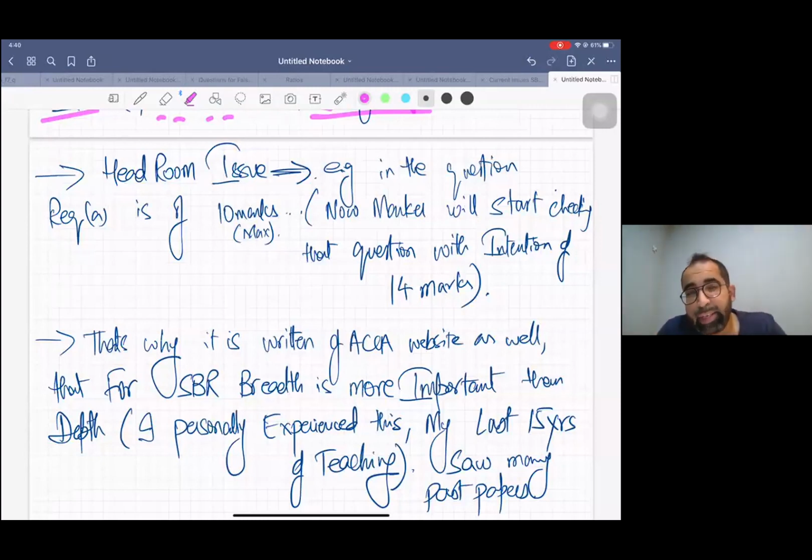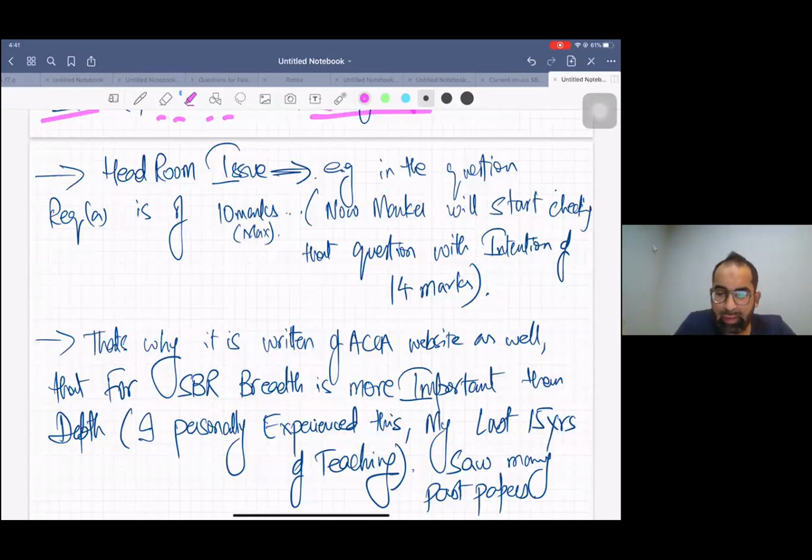Sometimes I tell my students that it is easy to clear SBR as compared to F7. It's for sure. You can even see the passing rate. The passing rate of SBR is almost always better than F7, because it's a theory paper. So you write many things in your own words and you get marks. Sir, how do we get marks?